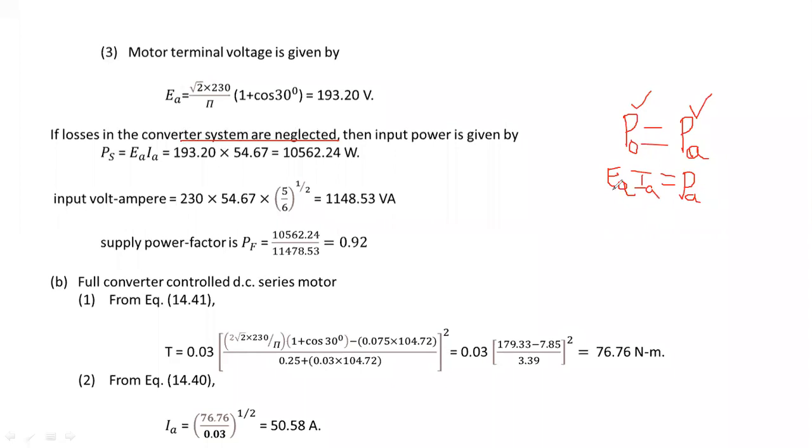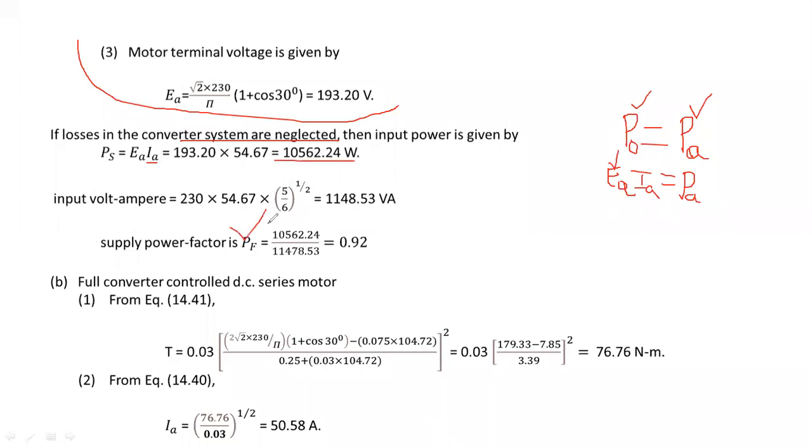So Ea we have calculated. See here, the motor voltage Ea can be calculated directly because this is a semi-controlled converter, which is Em by pi into 1 plus cos alpha formula. Substitute here, you will get the Ea. Okay, so now you got the Ea. Substitute Ea here. And we know Ia, previously in the second case we have calculated this Ia as 54.67 amperes. Now substitute this Ea into Ia, you will get the active power.